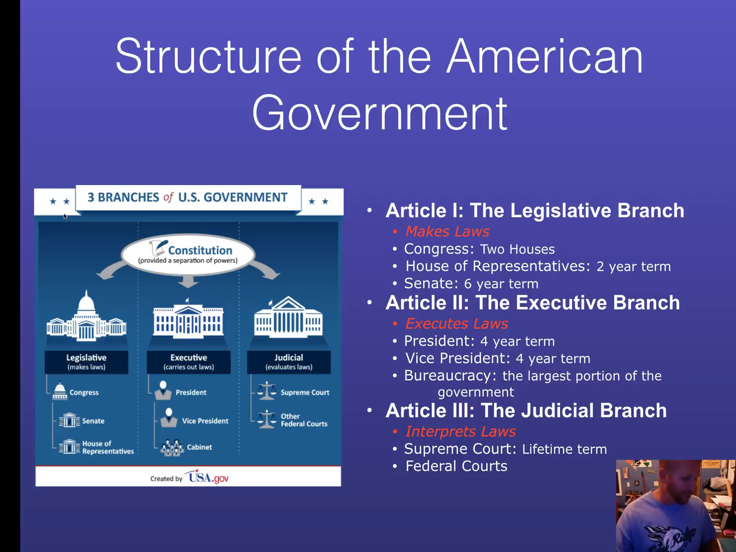The other thing that is kind of cool is the Constitution is the supreme law of the land. All laws in America have to agree with it. And the 3 branches of government, basically we have those in all levels of government.